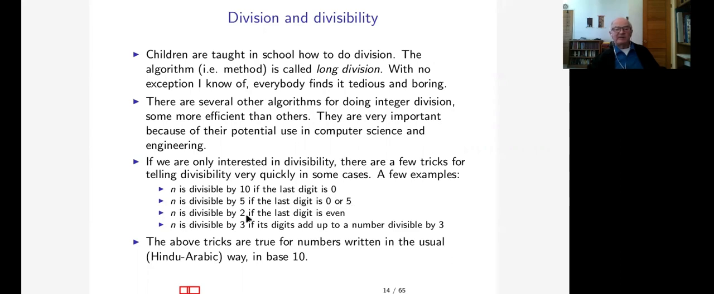A number is divisible by 2 if the last digit is even. And a cute one, a number n is divisible by 3 if the digits of the number add up to a number divisible by 3. So for instance, 39, you add 3 plus 9, that's 12. 12 is clearly divisible by 3, so 39 is divisible by 3. These little cute tricks for divisibility are true when we write the numbers in the usual way, in this Hindu-Arabic way, in base 10.